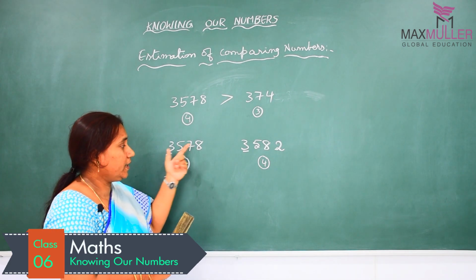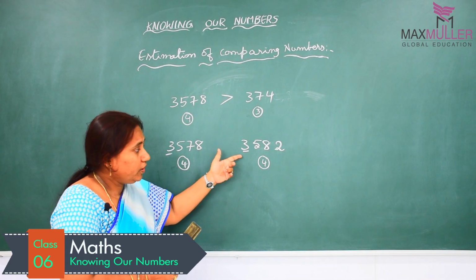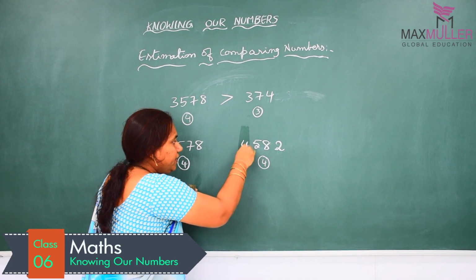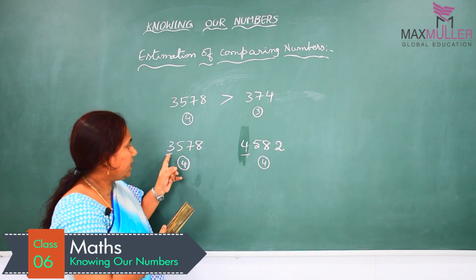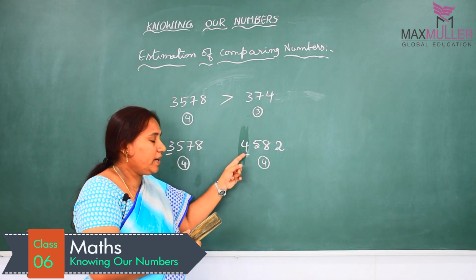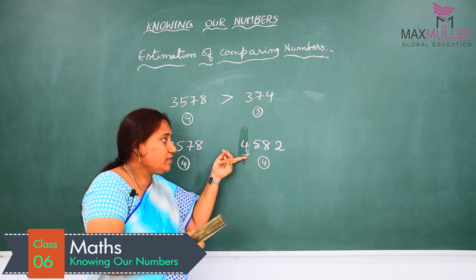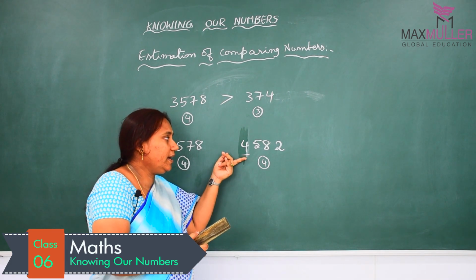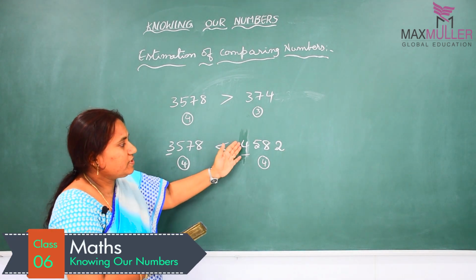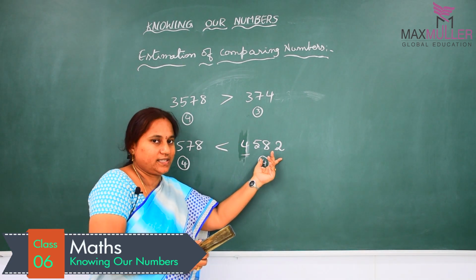Whenever comparing and we have the same numbers, we have to see the next one. Compare here: the thousands place is 3, here the thousands place is 4. Whenever you are comparing these two thousands places, whichever number is the biggest, take that number as the biggest one. So we have to say 4582 is the biggest number.